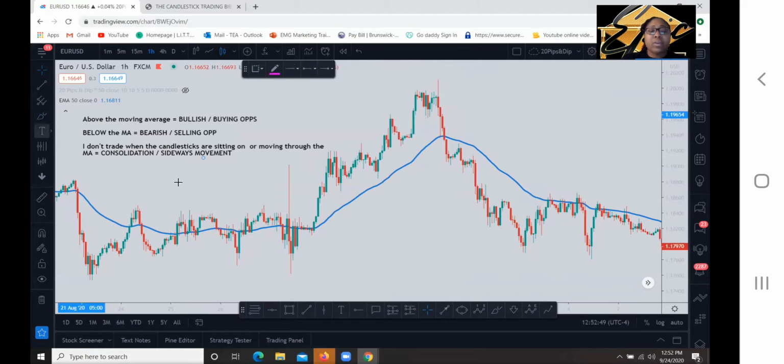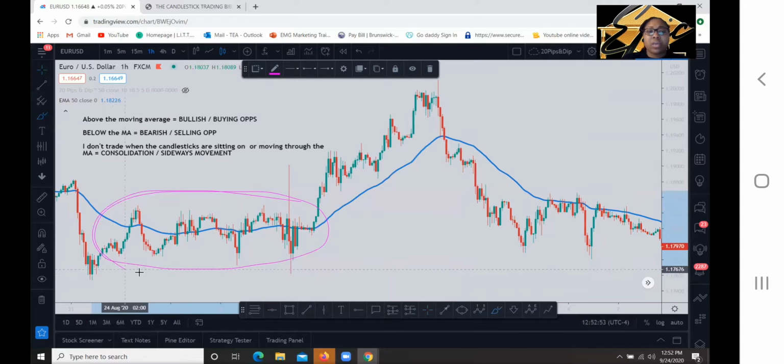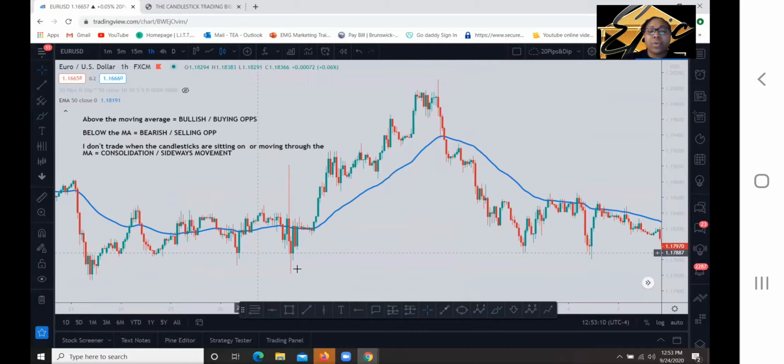So let's look at it. Right here, I wouldn't trade this. This is consolidation. This is a range in market. This market is moving sideways, and this MA is moving through the candles. I wouldn't trade this. This is just another confirmation of sideways movement, and you don't want to trade that. You're going to get whipsawed back and forth with price.